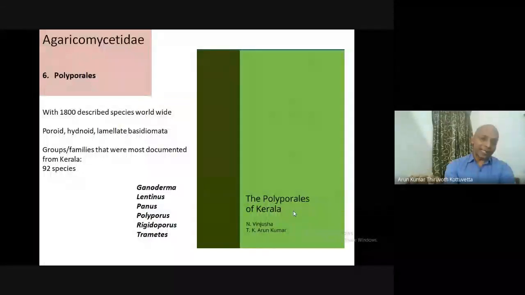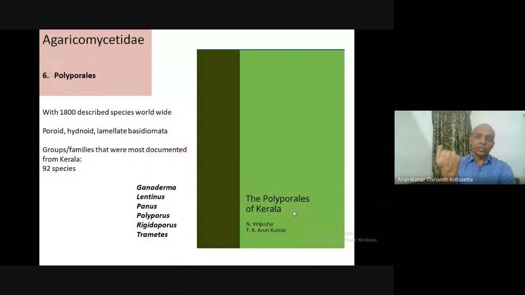Then we have the Polyporales, one of the largest orders of the wood rotting fungi, with around 1,800 described species worldwide. The Polyporales members have poroid, hydnoid, lamellate basidiomata, and we have 92 species that have been recorded from Kerala. The major genera are Ganoderma, Lentinus, Panus, Polyporus, Rigidoporus, and Trametes. Of course, we have published a book on the Polyporales of Kerala. Another book on the Hymenochaetales is currently under publication.